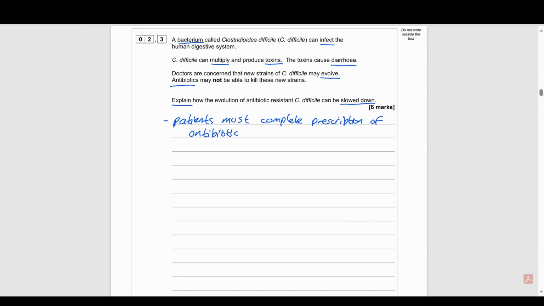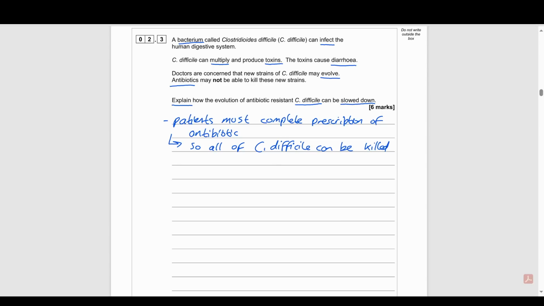Now, we have to explain. So, we've said a point, but we haven't given the reason why patients must complete this. And remember what the antibiotic is there to do. The antibiotic is there to kill the bacteria. If they complete the prescription of the antibiotic, it should mean that all of this C. difficile in this specific case should be killed.